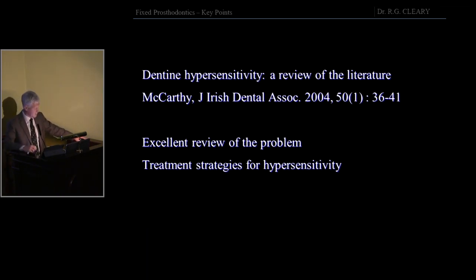Again, if you do get hypersensitivity, in the same Journal of the Irish Dental Association there is an overview by Denise McCarthy from the Dublin Dental School. And again, it's an excellent review of the problem, what causes hypersensitivity, and treatment strategies for hypersensitivity.